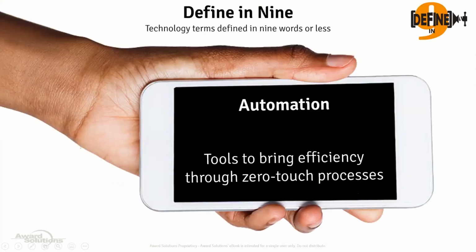So here at Award Solutions, we have a concept that we've come up with called a define in 9, which is a technical term defined in 9 words or less. Now, obviously, if you're defining a definition in 9 words or less, it can't be exhaustive. So this is a good starting point for the conversation. So how do we look at automation? Well, it's tools to bring efficiency through zero-touch processes.